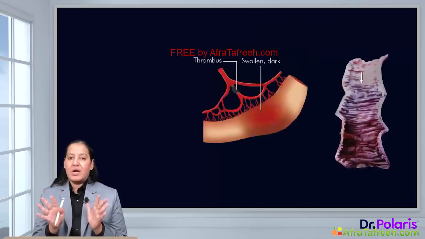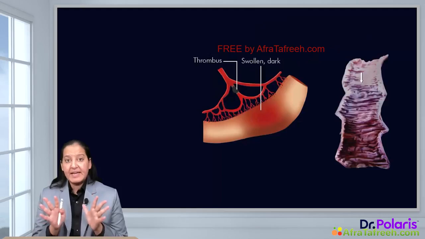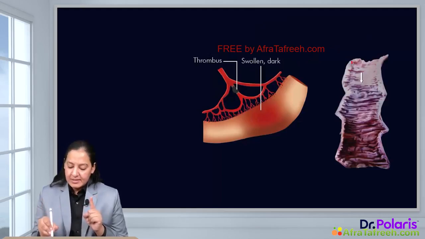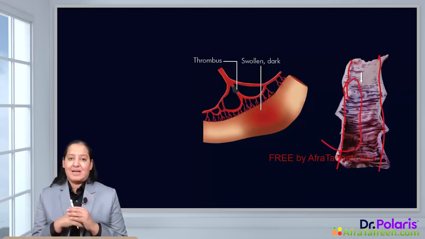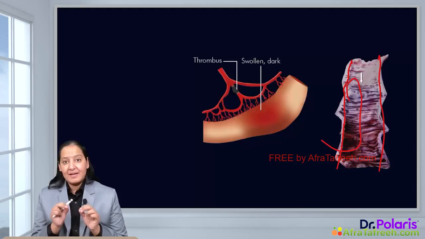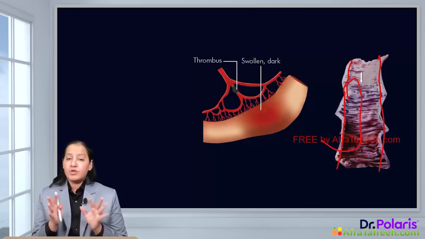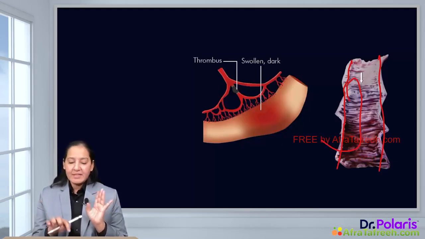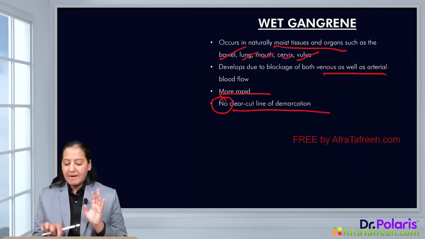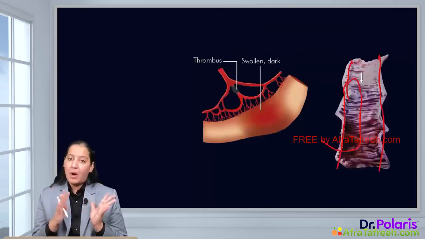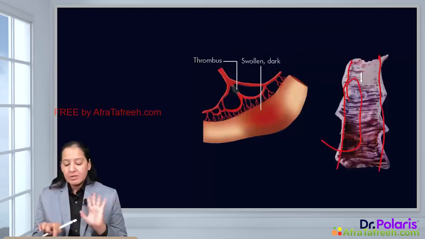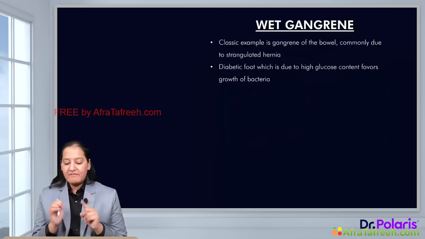So you can see this diagram. It is a diagram of intestine. Can you see this intestine here? This intestine is showing black color here. It is the gangrenous intestine. It is dead intestine. Intestine is a moist organ. It developed very rapidly. It is due to the obstruction of artery as well as vein, and it is very rapid to develop. And I cannot make a line that this is viable tissue and this is dead tissue. There is no line of separation. So that is about wet gangrene.